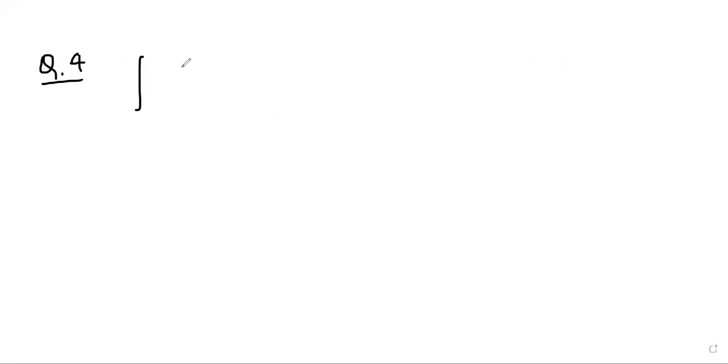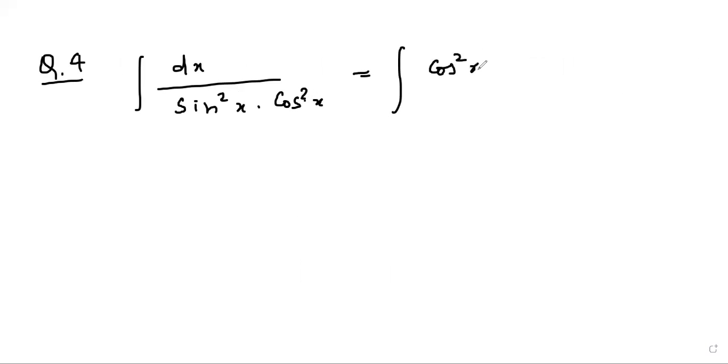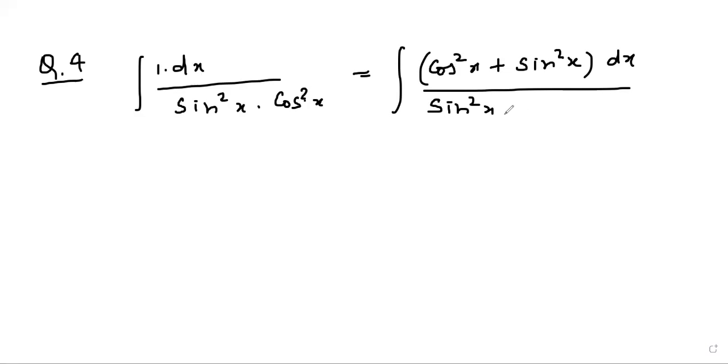Question number 4. Integration dx upon sine square x times cos square x. So we write it as (cos square x plus sine square x) times dx, because 1 equal to cos square x plus sine square x. Here there is already 1, so divided by sine square x times cos square x.